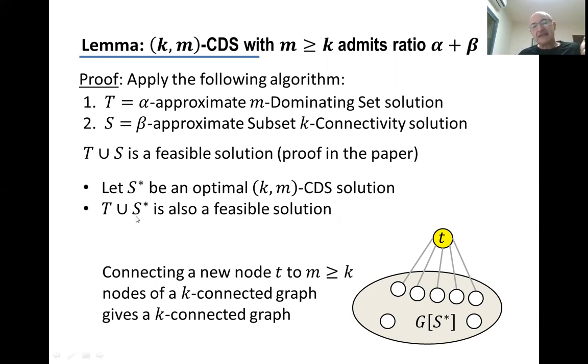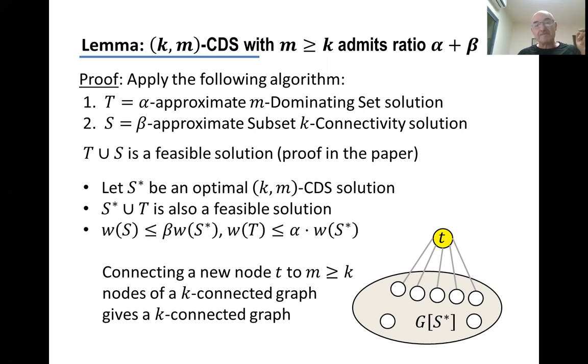So it means that if we take S star, which induces a K-connected graph, and add the nodes of T one by one, then since S star is an M dominating set, and M is at least K, adding one vertex of T to the subgraph induced by S star gives again a K-connected graph. And if we add another vertex, we get a K-connected graph again, and so on. So T union S star is also a feasible solution.